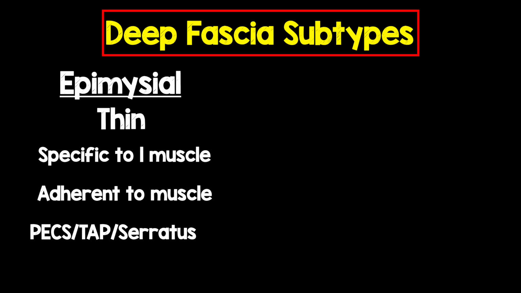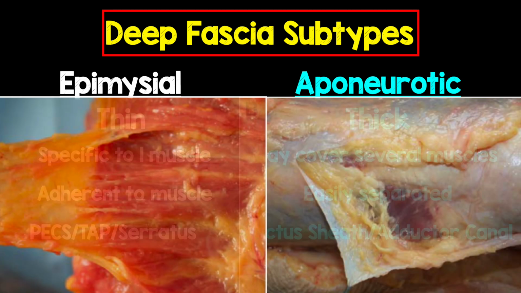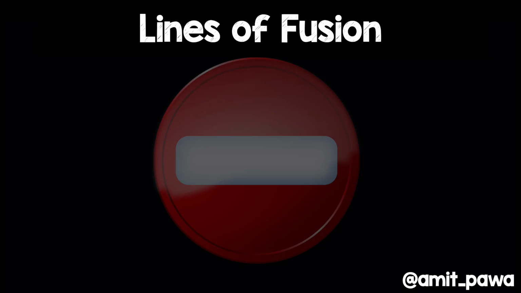The first subtype is epimysial, which is thin. It tends to be specific to one muscle and adherent to that muscle. Examples of that are the PECS, the TAPS, and the serratus anterior plane. What about the aponeurotic or the thick fascia? Now, this may cover several muscles. It's easily separated. An example of this is the rectus sheath fascia or the adductor canal fascia. And how do these look? Well, these look like this, and you can see that difference between the two different fascias there, and hopefully that's nicely demonstrated in these images here.